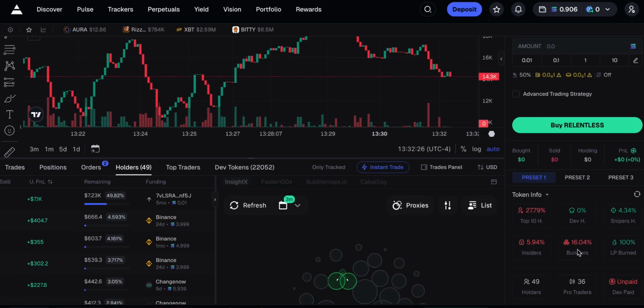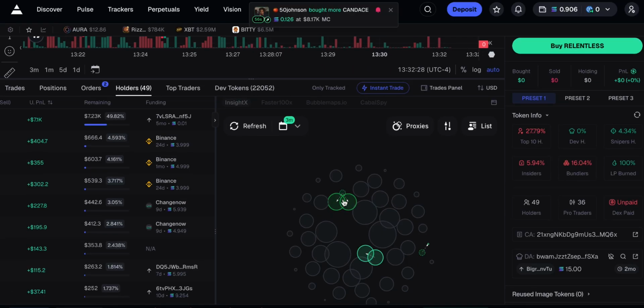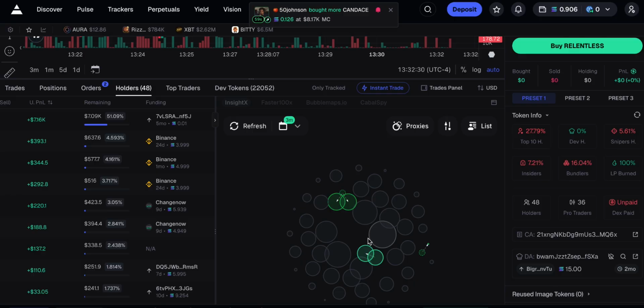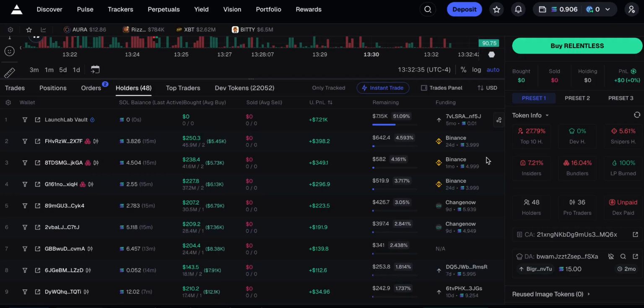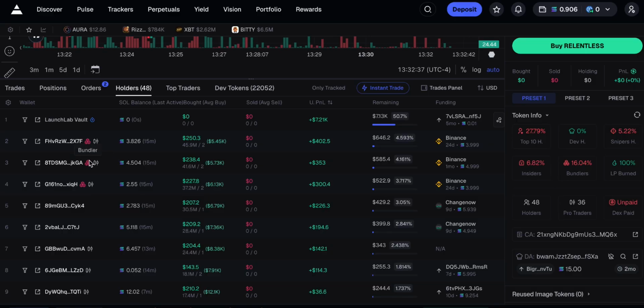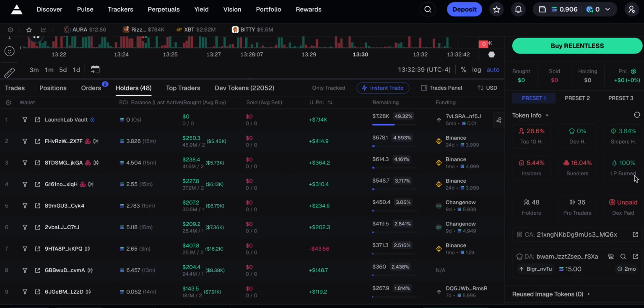And that's why when spotting bundles, it's also important to look at the holders, because as you can see here, the bubble maps didn't fully refresh. But if you go to the holders, you could see the number 1, 2, 3 holders are all bundlers. And you could see by this icon, which is why Axiom is so important.